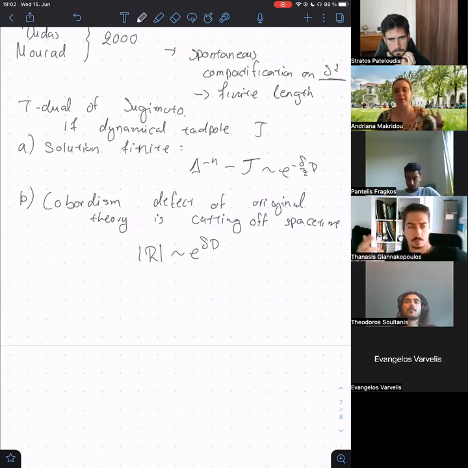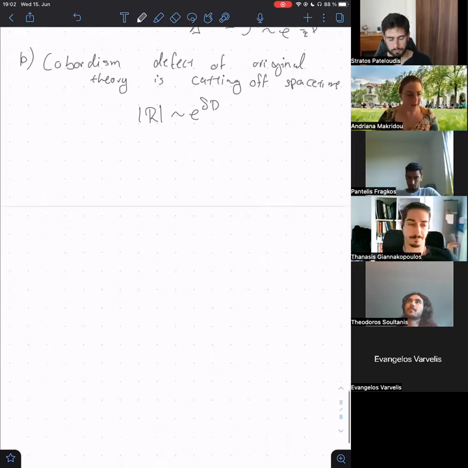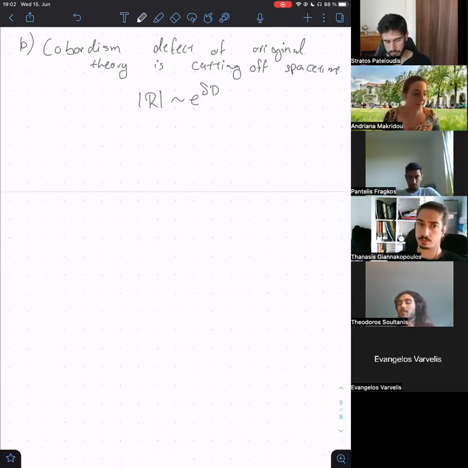You have some theory that has a tadpole. Probably the reason for the tadpole is the lack of supersymmetry. This theory turns out to have solutions that have a finite length, and then finite length is indeed a realization of Cobordism in explicit setup. And now let's say we provide a complete realization of this idea.